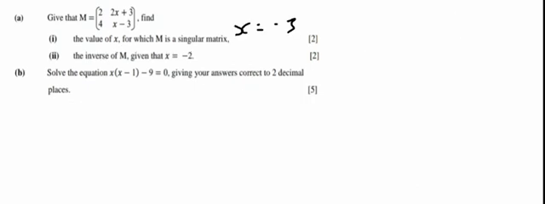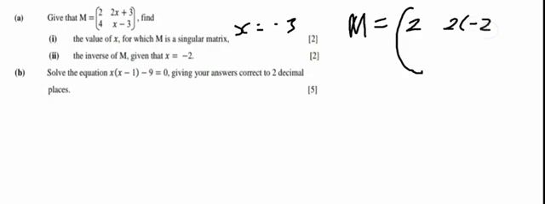As for Roman numeral number 2, it is saying we need to find the inverse of matrix M, given that x is equal to negative 2. So which means we are just going to take matrix M, and where there is x, we are going to put negative 2. So let's find matrix M. So matrix M is equal to, where there is x, we are going to put negative 2, right? So where there is x, we are going to put negative 2 minus 3, then close.